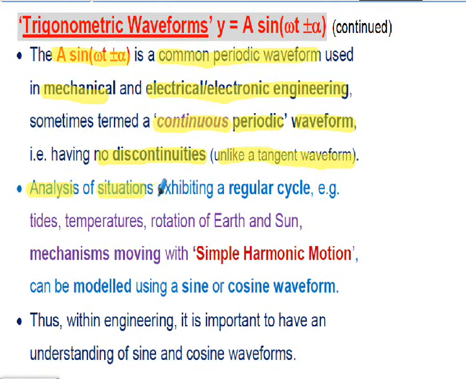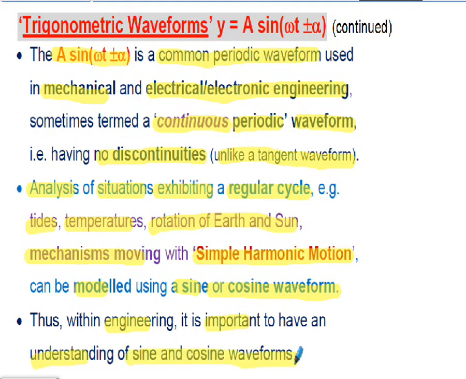Analysis of situations exhibiting a regular cycle such as tidal motion, temperatures, rotation of the Earth and Sun, mechanisms moving with simple harmonic motion, can be modelled using the sine and or the cosine waveform. Thus, within engineering, it's important to have an understanding of sine and cosine waveforms and their applications.